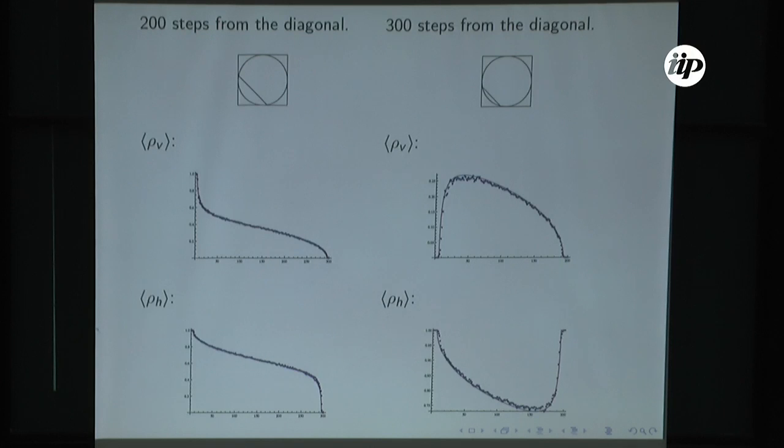Now, if you move 200 steps below the diagonal, or slightly above the midpoint, then the vertical case looks like this, and the horizontal case looks like this. So it's still fairly good, but once we move below the midpoint, 300 steps from the main diagonal, the picture does become fairly noisy. And we also see some deviations from the asymptotic formula.